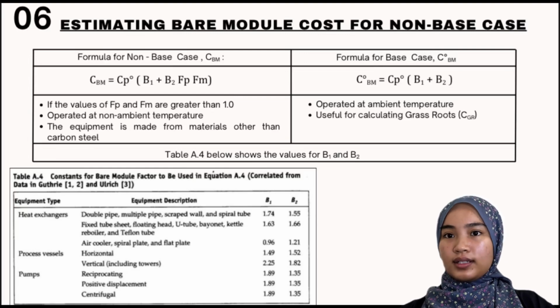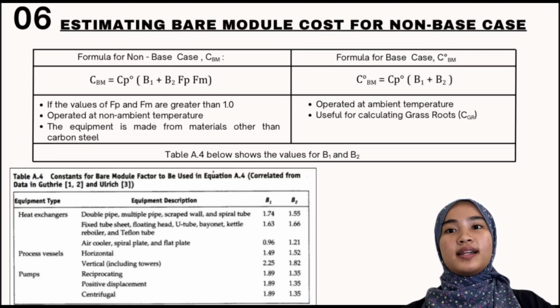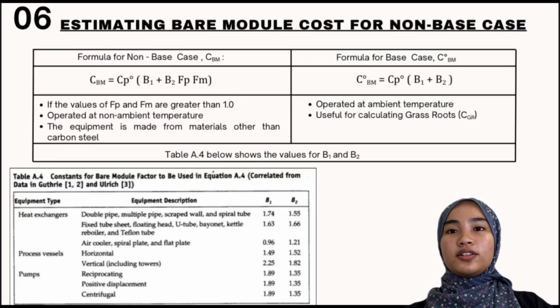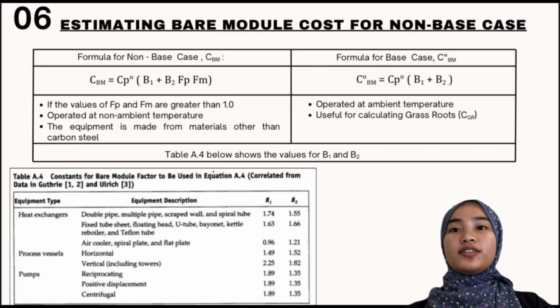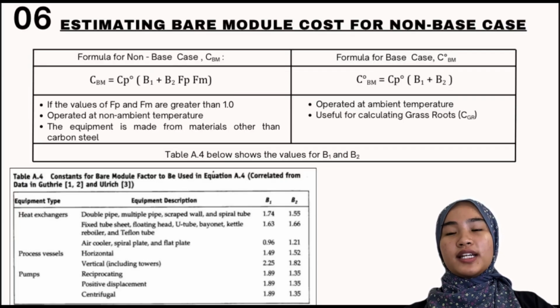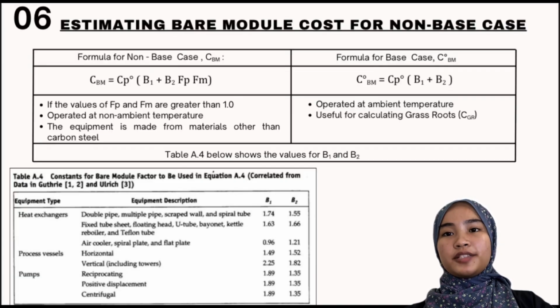Secondly, it is used when the equipment operates at non-ambient temperature and the material used is not carbon steel. In this example, the type of material we use is stainless steel. Next, for the C0BM formula, it is C0BM equal to CP0 times B1 plus B2. And the condition for this type is that the equipment operates at ambient temperature. It is also useful to calculate the grassroots cost CGR, which will be explained in the next slide.